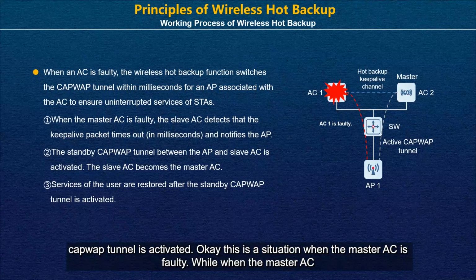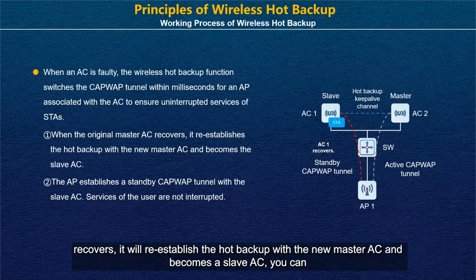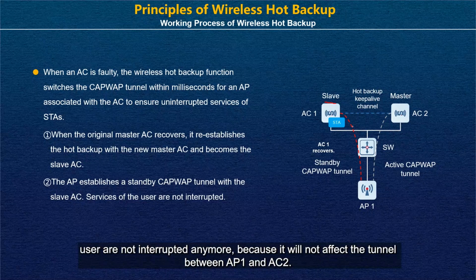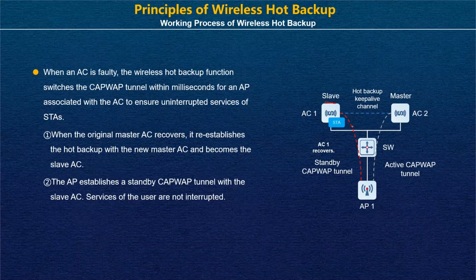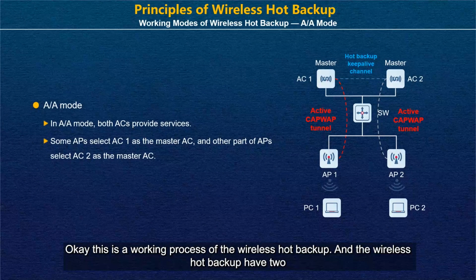This is the situation when the master AC is faulty. When the master AC recovers, it will re-establish the hot backup with the new master AC and become a slave AC. You can see it's a slave right now. And the AP establishes a standby backup terminal with the slave AC. Services of users are not interrupted, and of course it will not affect the terminal between AP1 and AC2. This is the working process of the wireless hot backup.